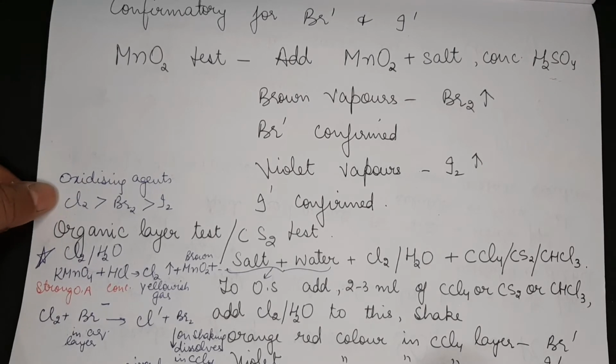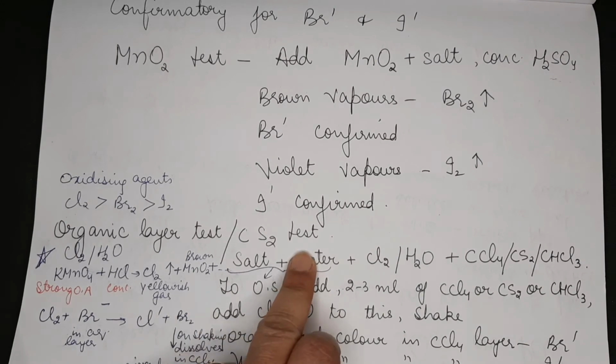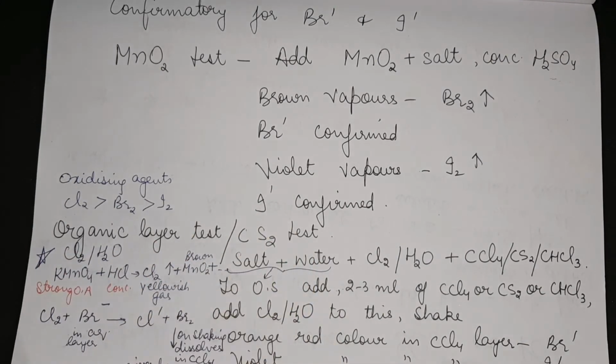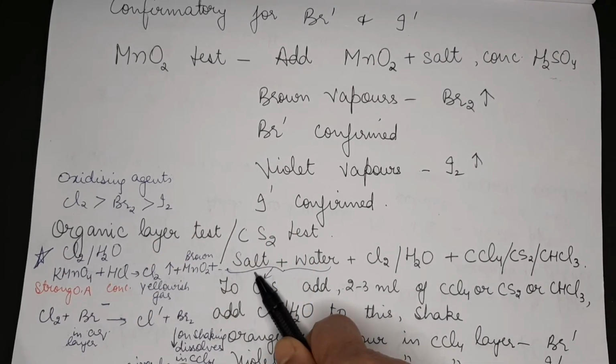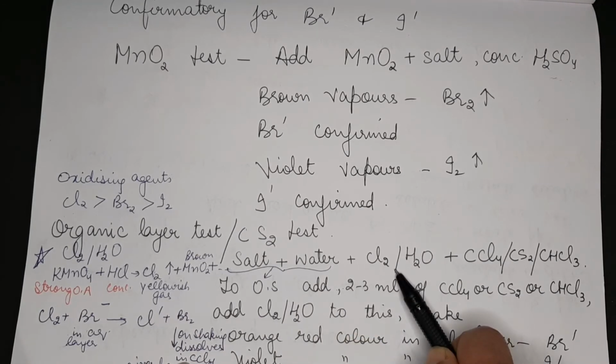So using this basic fact, we're going to do another confirmatory test for halides, halogens: the organic layer test, or the carbon disulfide test. In this, we are going to take salt and water, that is OS. To this, we are going to add chlorine water.